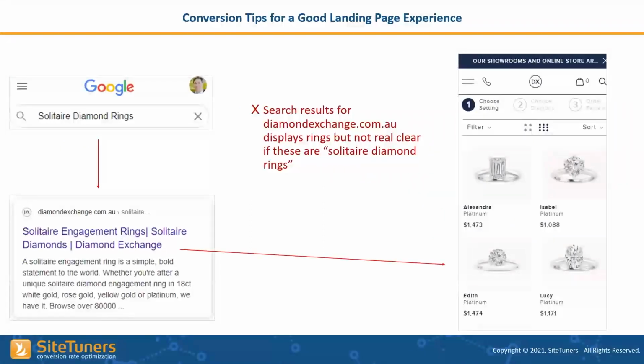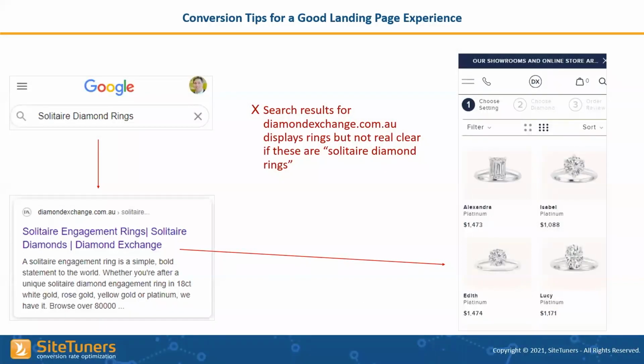And so let me give you an example here. And we can argue about this first one here a little bit. I did a Google search for solitaire diamond rings. And up came a really nice ad for solitaire diamond rings. And then I get to the landing page. Now, here's the thing. Let's say for the sake of argument that I was looking to buy a solitaire diamond engagement ring for my girlfriend.